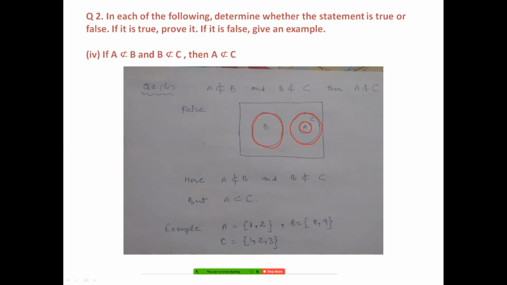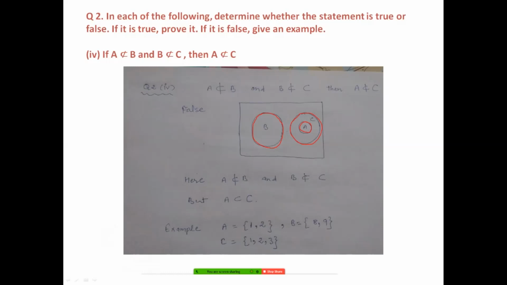So what are we saying now? We are saying here that B is not a subset of C. Then what is to be proved? A is not a subset of C. But this is false. From this Venn diagram, A is a subset of C, that is, A is inside C.